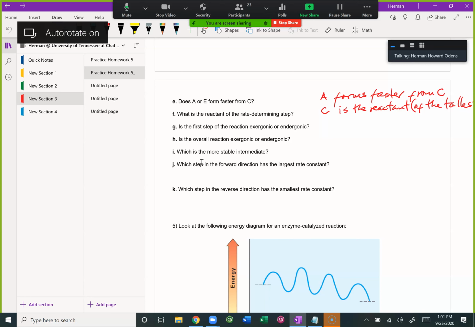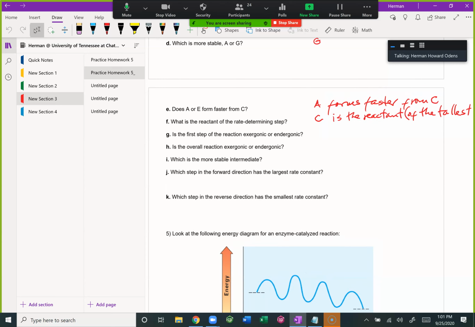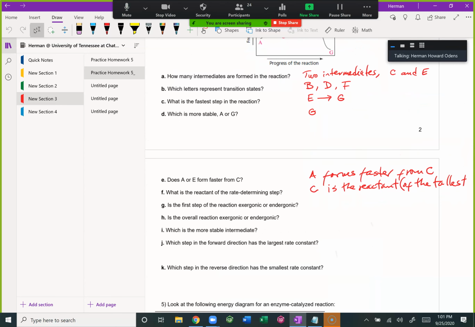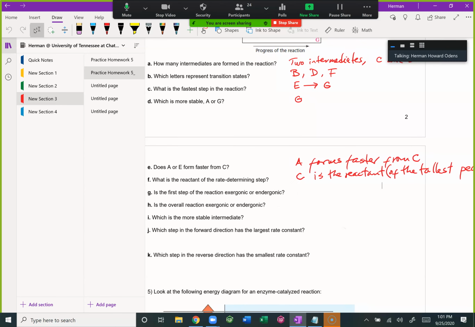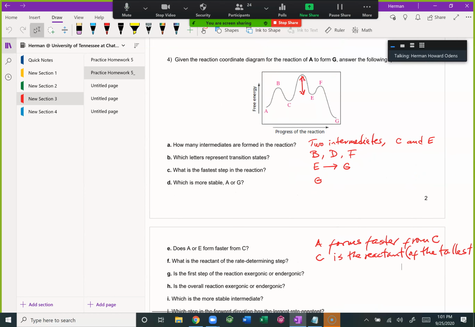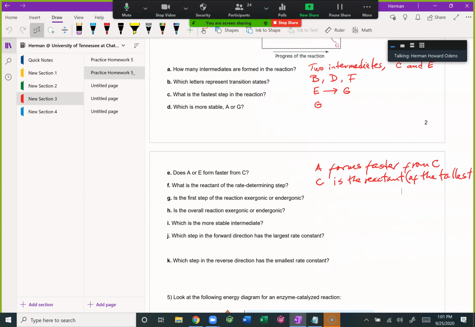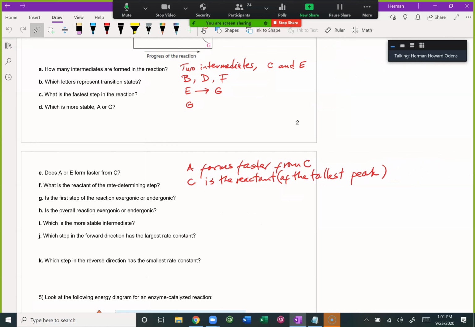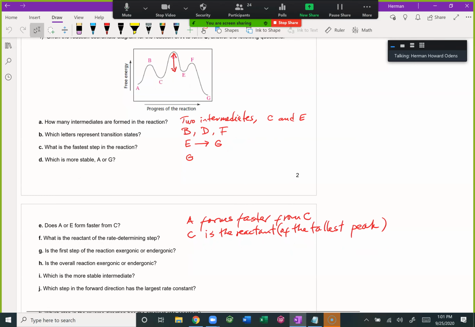I'm gonna flip here. All right, so last time when we met, we stopped right here on question 4, and we were looking at the part for E here. Does A or E form faster from C? So we learned that A forms faster from C, and the C is the reactant of the tallest peak for F. Okay.